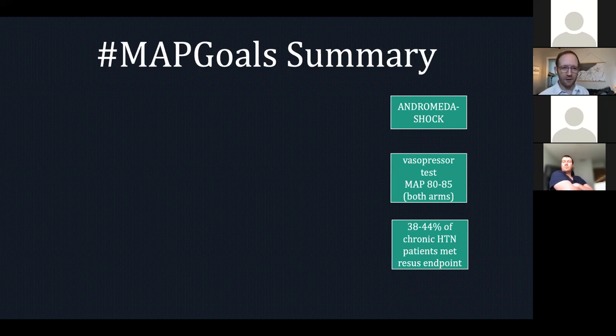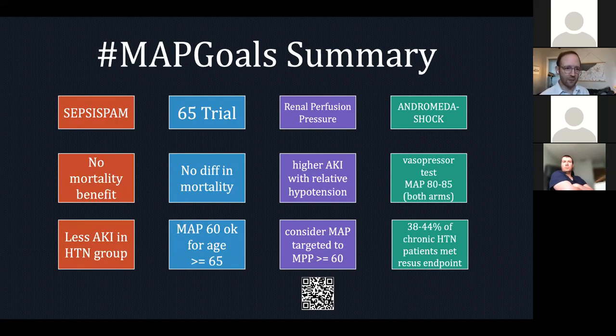The other thing is in Andromeda shock, they only tested these things for an hour or two, a couple hours before they decided if it was helping or not. And if it wasn't helping, they returned to the prior target. So it's not like SEPSISPAM where the target was maintained for a longer period of time. It was actually targeted to some sort of an endpoint. So if it's helpful, you keep it. If it's not helpful, you throw it away.